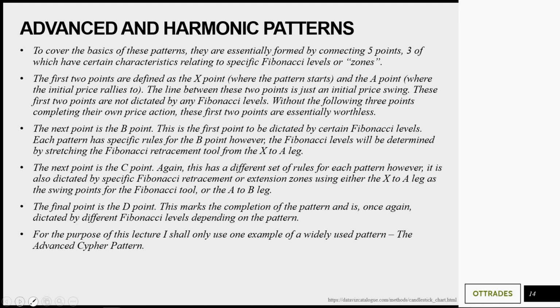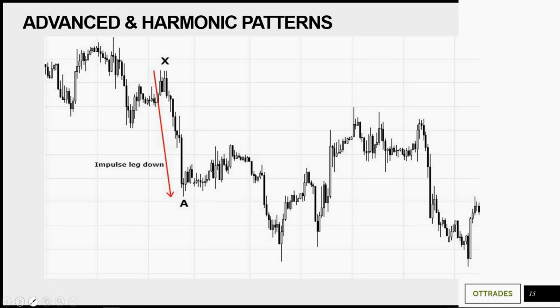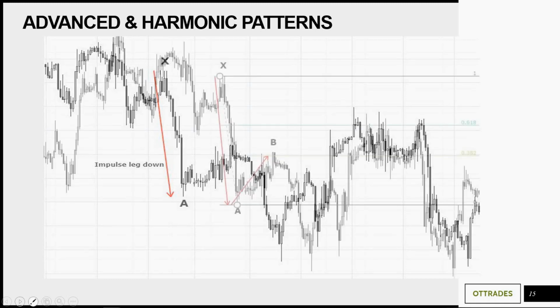So like I said, I'm going to use one example. It's a very well-known pattern. It's a Cypher pattern. It's an advanced pattern. So let's just get straight into that. Like I said earlier, we've got our impulse leg down, which is the X to A leg. Now without the following 3 points after this, this is just a random price move. So we've had that initial move down, X to A leg, no fib levels involved whatsoever.